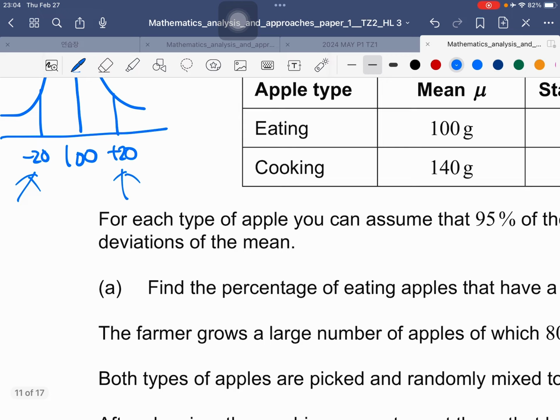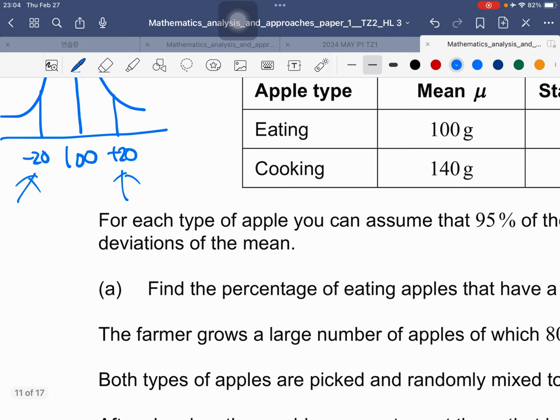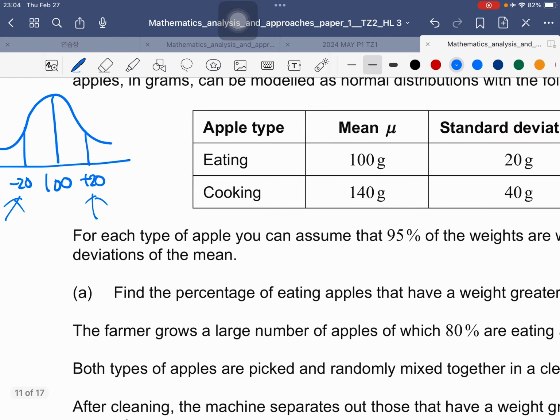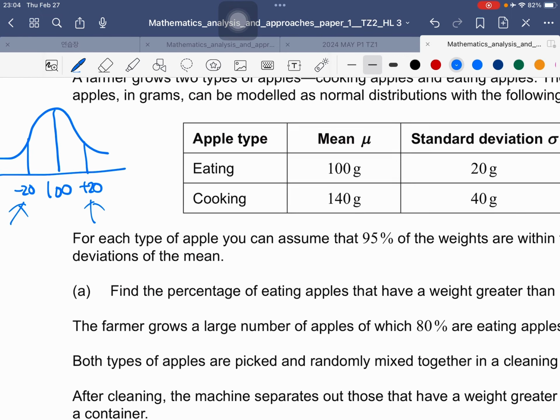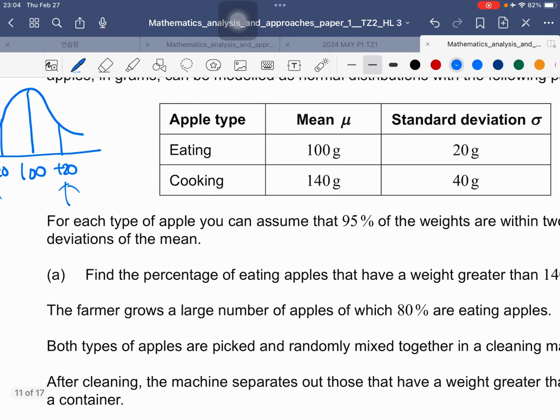Okay, let's draw a graph. So eating apple weight follows a normal distribution. The mean is 100 gram and the standard deviation is 20 gram. So here is minus 20, here is plus 20. So 100 minus 20, this value is 80. This value is 120. I'm making this a little bit simpler.